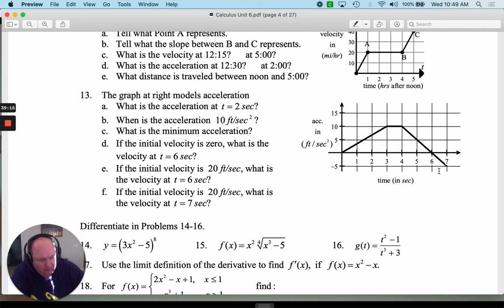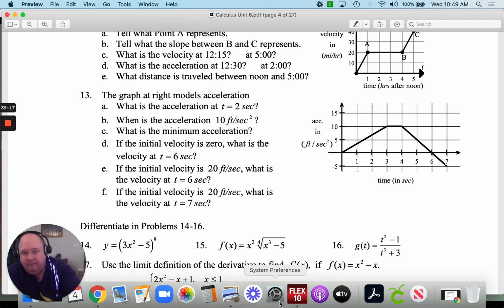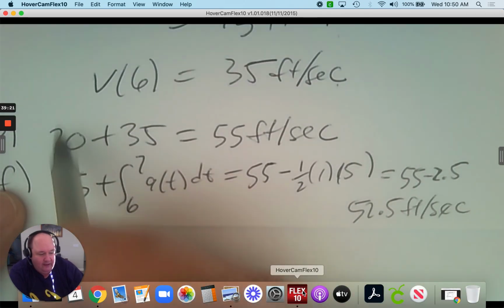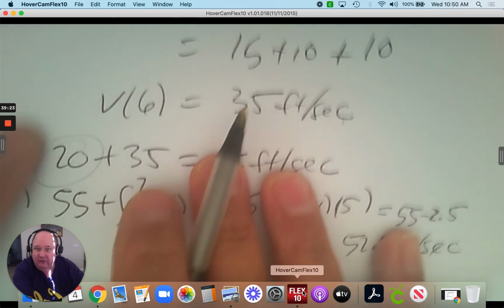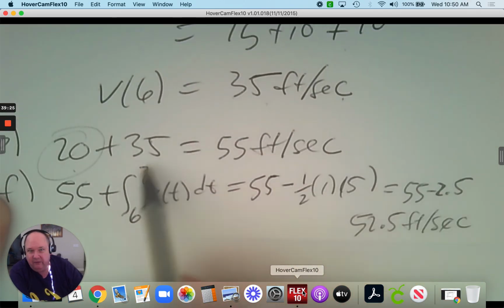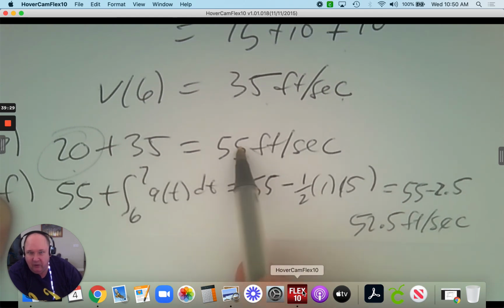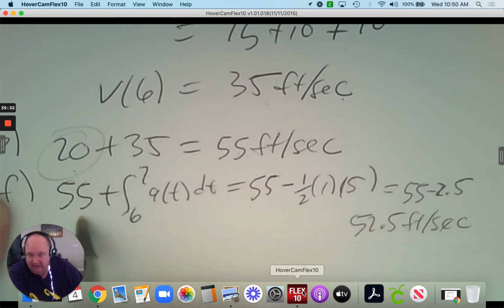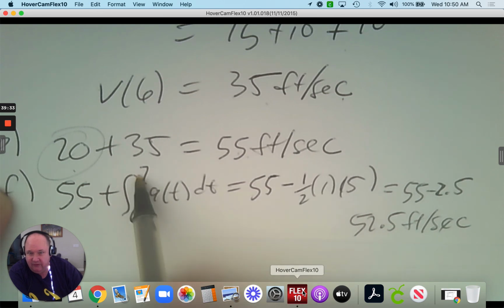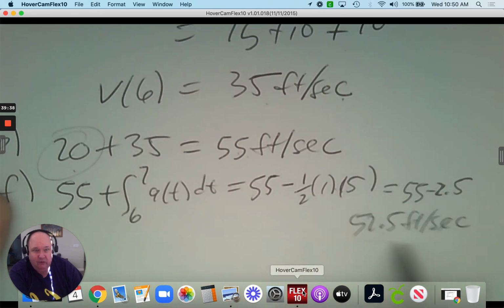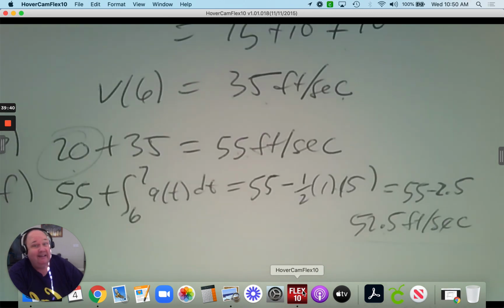Let me show you my work. So I said if the initial was 20 and not 0, you just go 20 plus 35, and that's what it would be. And then at 7, we already know at 6, it's 55. So integrate from 6 to 7, find the area, and it's negative, so we slow down, and that gives you the velocity.